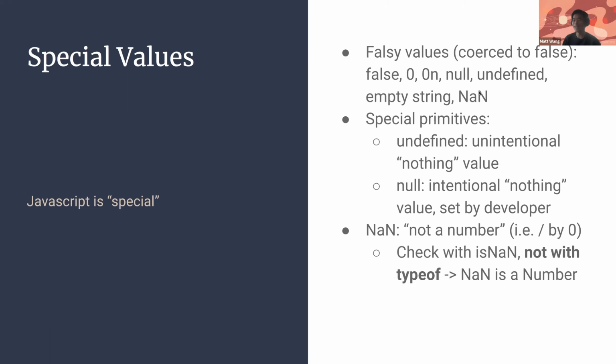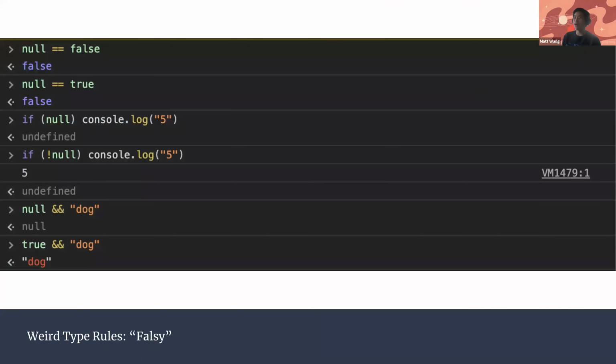That's so dumb, right? Anyways, you can't check if the thing is a number or not a number because it is a number. There's a function called isNaN. Why? Just why? So we can see here are some examples that I did 3 months ago. Null is not equal to false. Null is not equal to true.